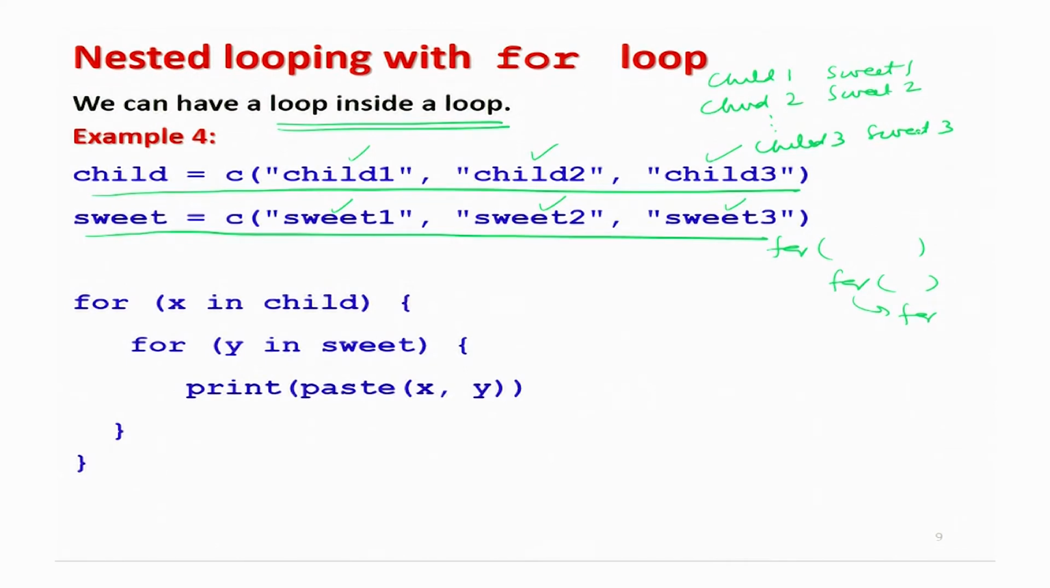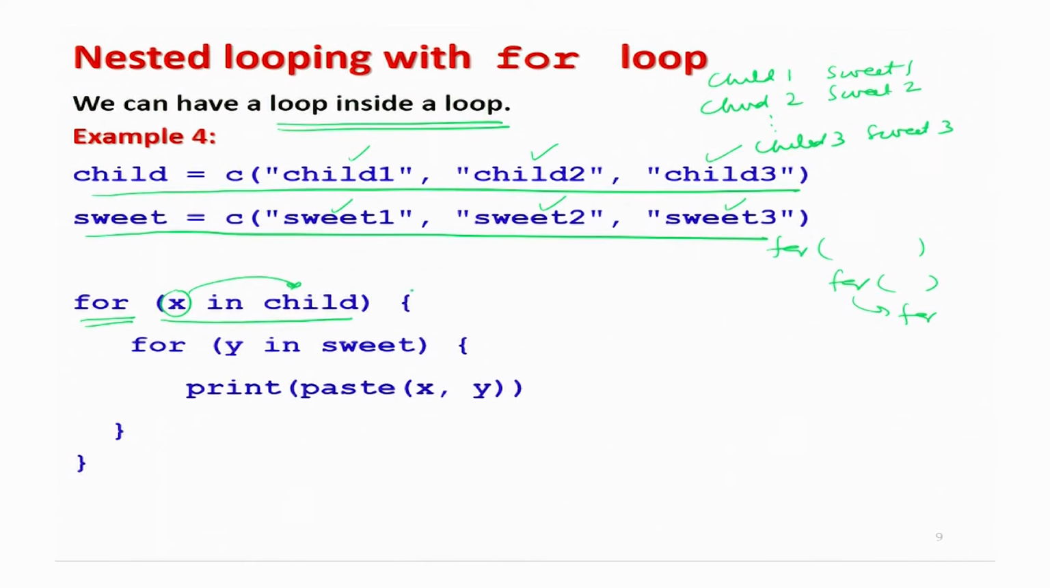Now I can use the concept of for loop, and I can define two for loops, one for the data vector child and another for sweet. So I try to do it like this. Please try to understand, and then I will explain how it works. I take a for loop, and inside the parenthesis I write a counter variable. This counter variable is going to work for the data vector child. So that is going to control the values in the vector which are child 1, child 2 and child 3.